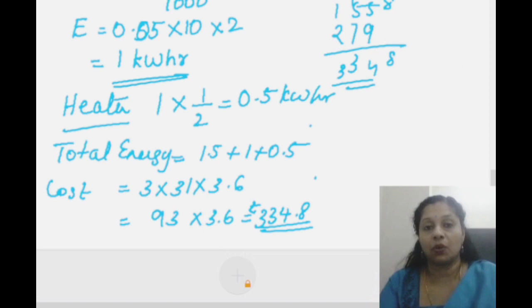Hope you understood all the numericals. We covered almost all types of numericals, including power, heating effect, Joule's law of heating, finding out the current, finding out the potential, the total resistance in a circuit, and questions with the resistivity. So all these types of problems, you keep practicing.